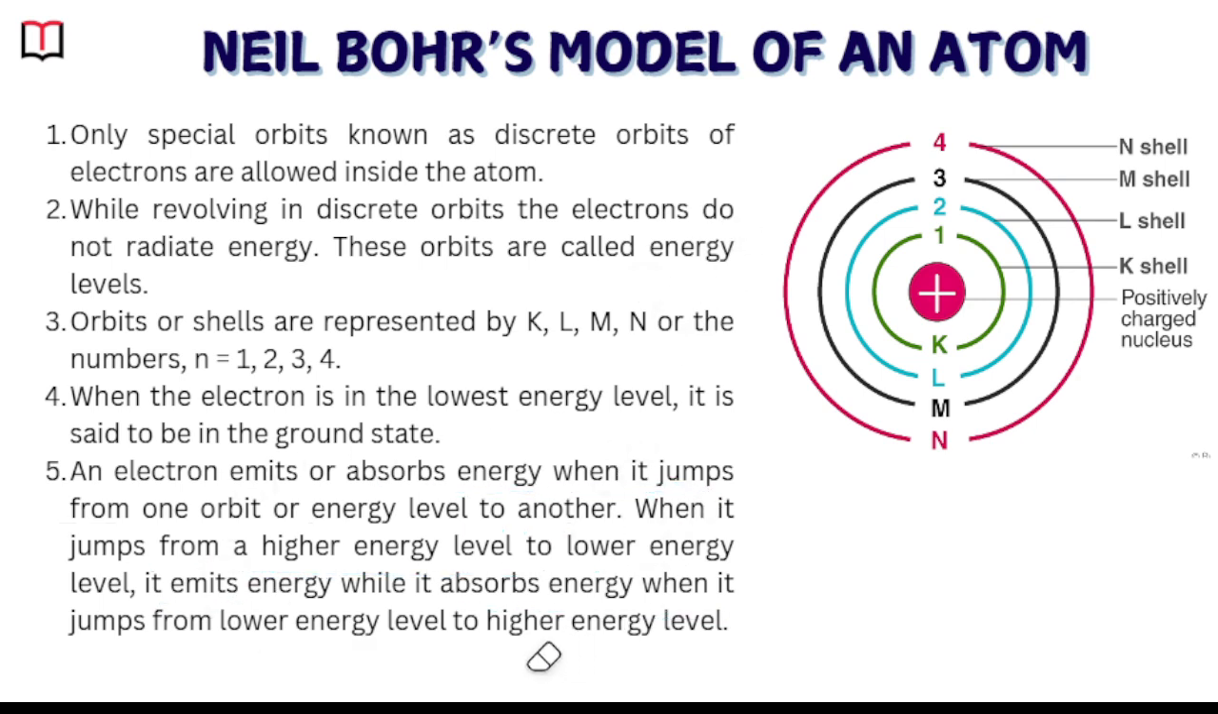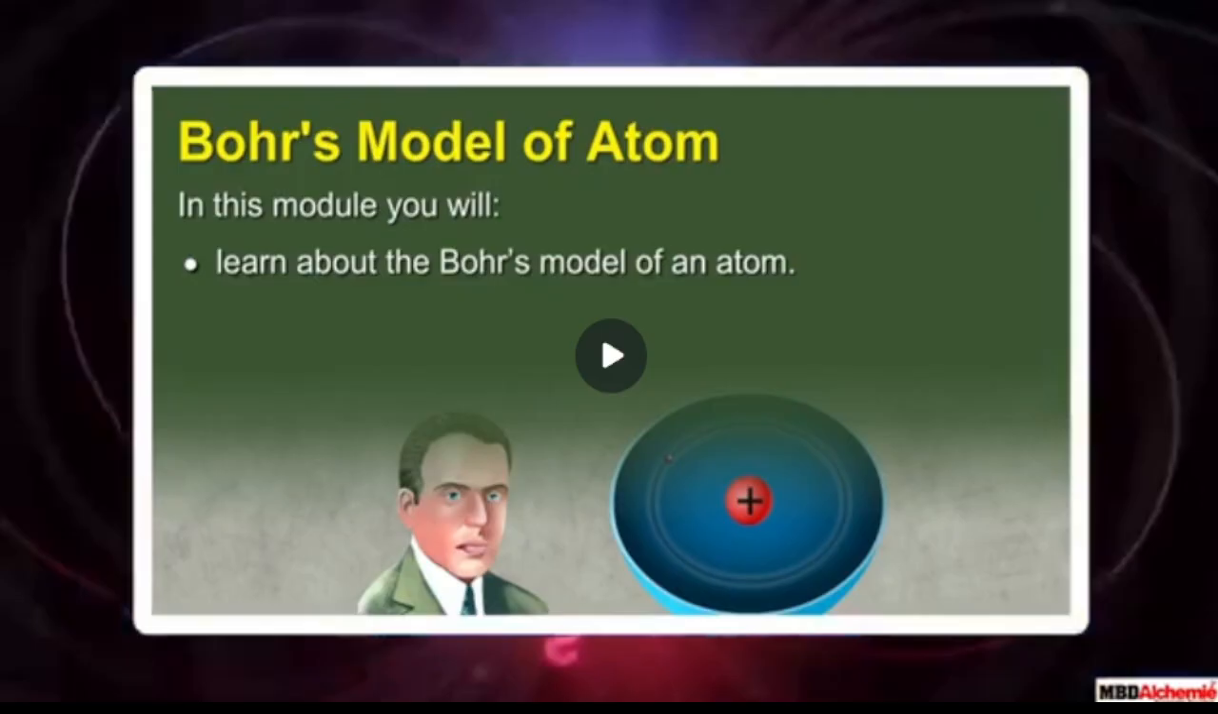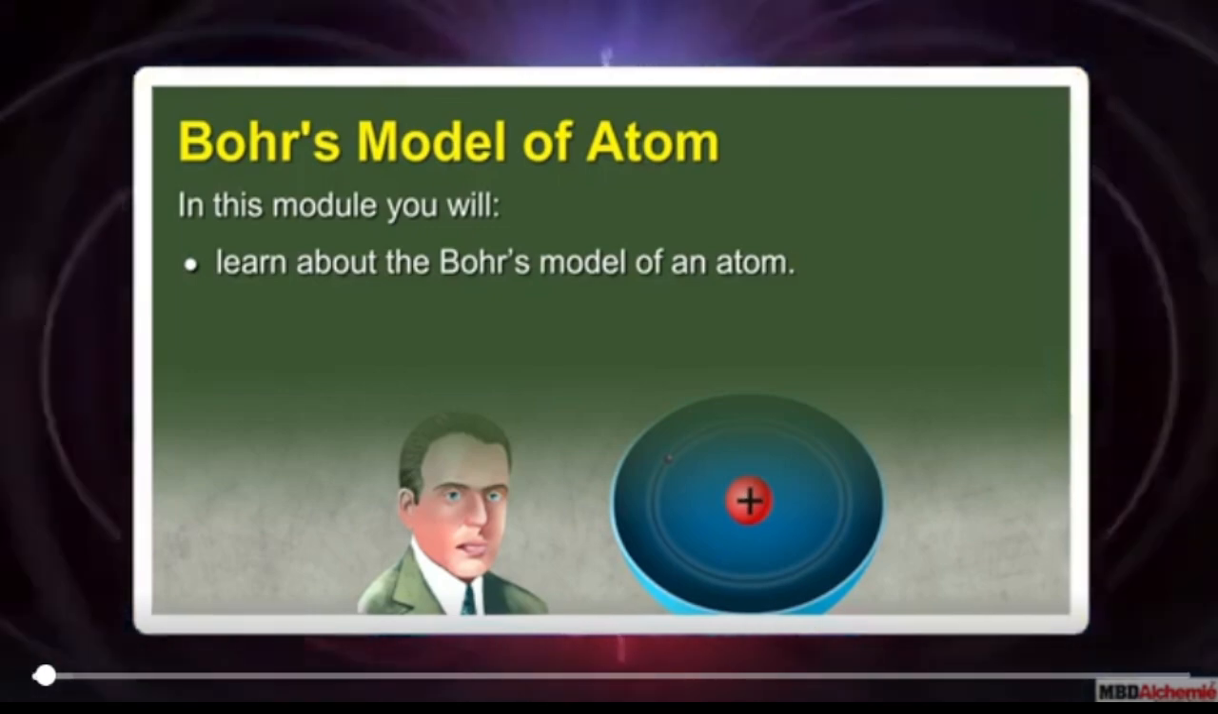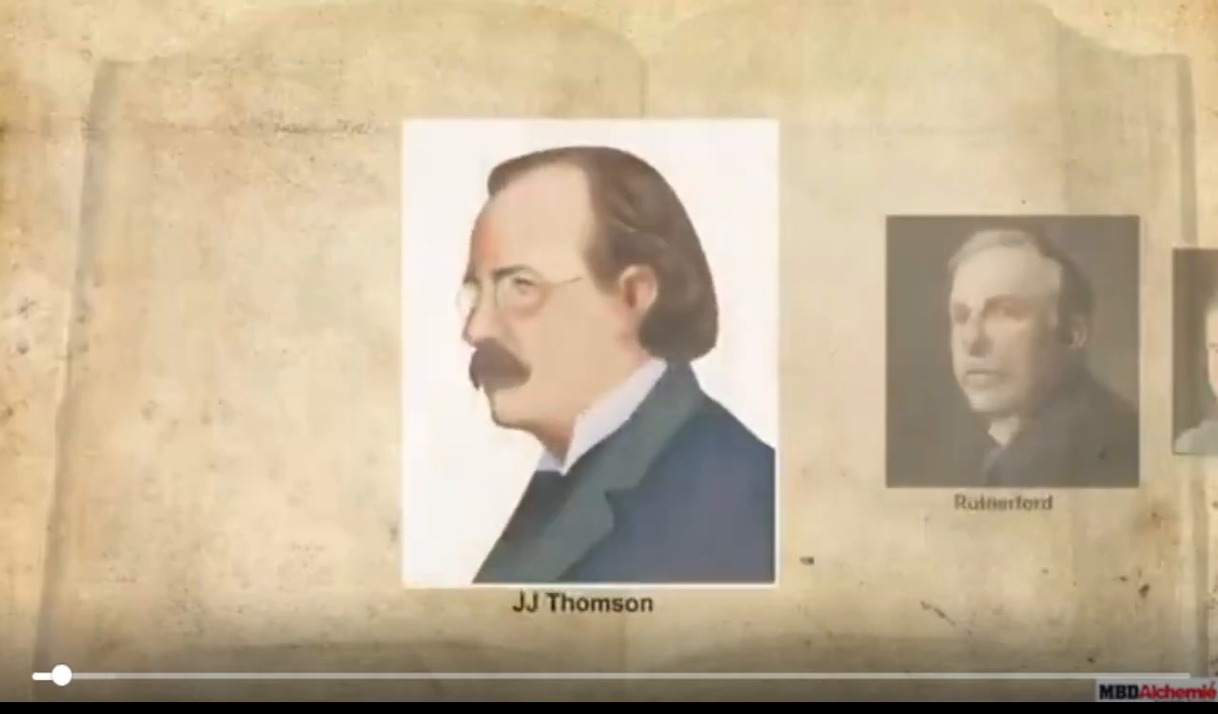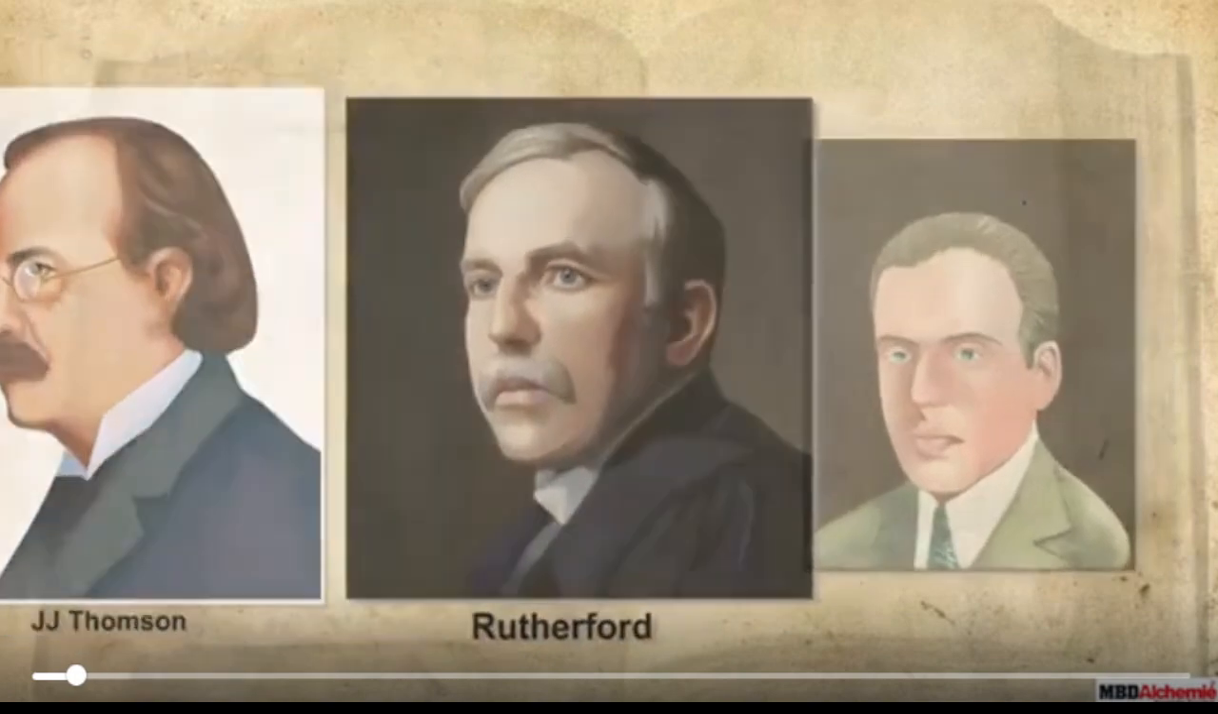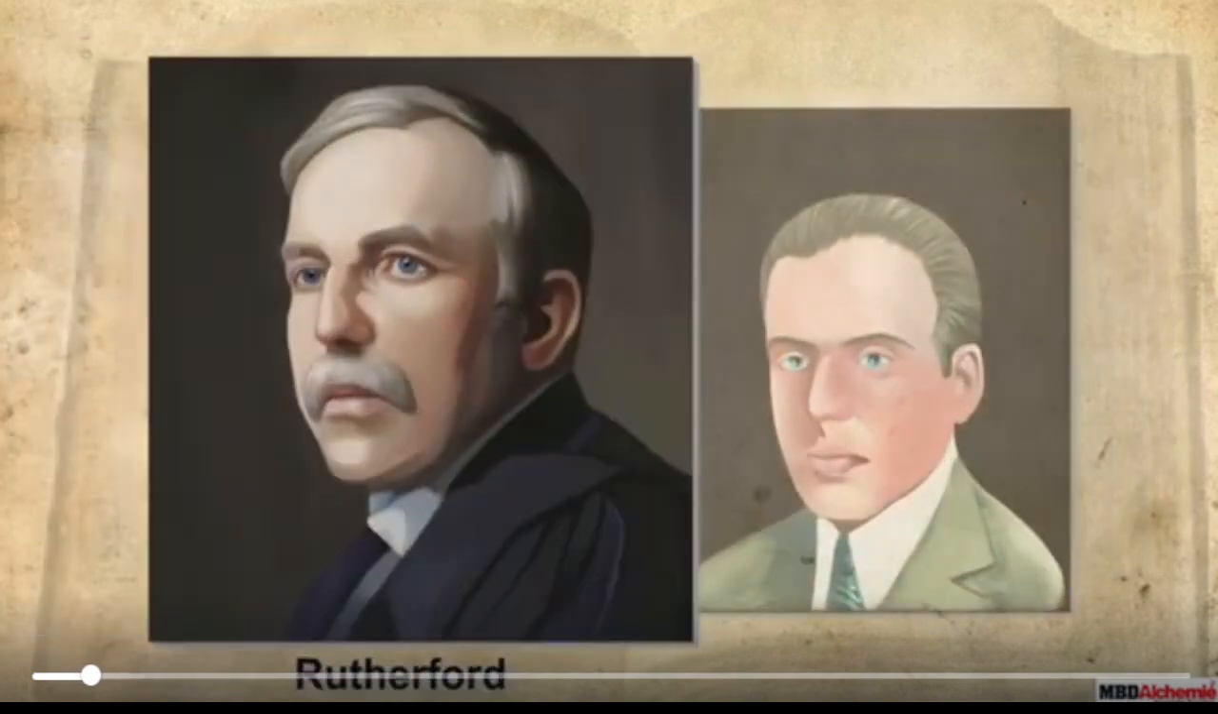So this was Niels Bohr's model of an atom. He also named the energy levels. What was the name? K, L, M, N, or 1, 2, 3, 4. Clear? Alright, so let's watch a video for a better explanation. Bohr's model of an atom. Prior to Bohr, there were a number of scientists who were working on the structure of the atom.